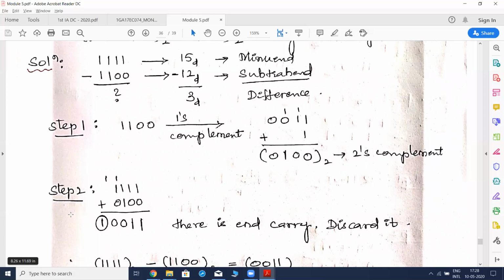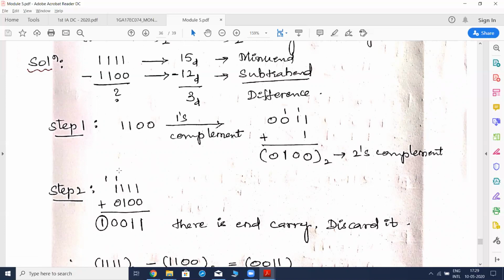In the next step, what we need to do is add it to the minuend. Our minuend is 1111, and this is the two's complement of the subtrahend. Now let us see the addition. 1 plus 0 is 1, 1 plus 0 is 1, 1 plus 1.